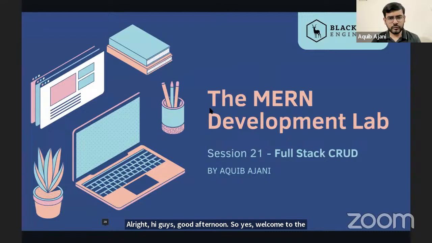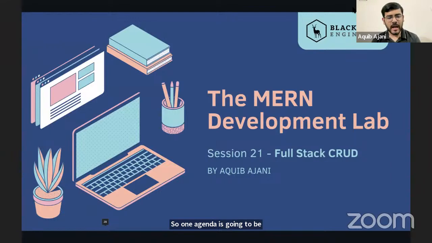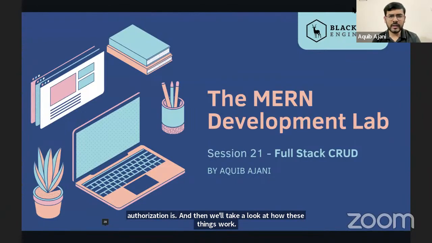And today we are going to focus on two things. Number one, we are going to take a look at how to put everything together. We have discussed React, we have discussed Express, we have discussed MongoDB. So one agenda is going to be putting everything together. And the second is to discuss authentication, right? So we'll talk about what authentication is, what authorization is, and then we'll take a look at how these things work in full stack.